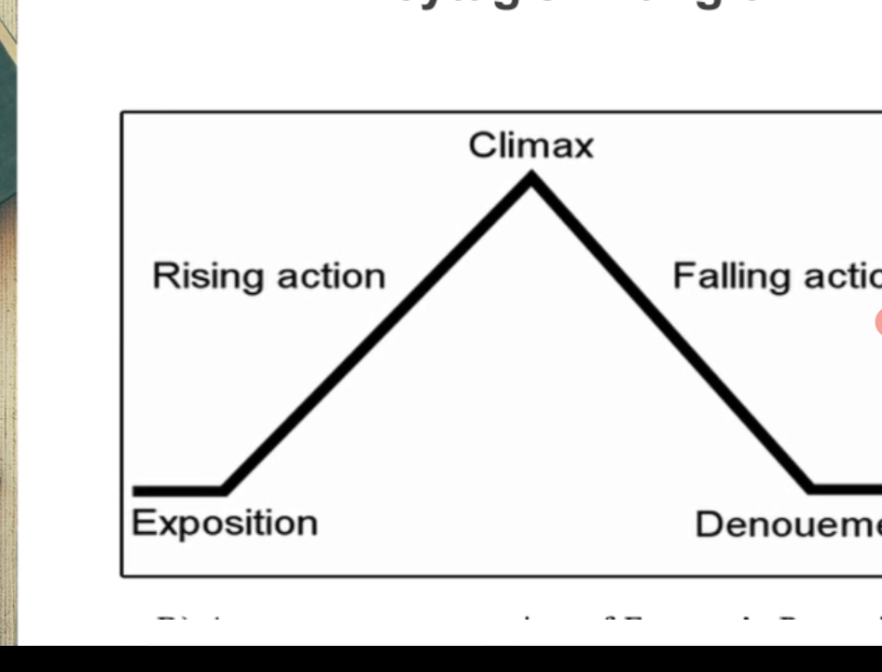Exposition also has another name, that is incentive moments. In this phase, the story is just told, like introduced to the reader. For example, there are 4 best friends, and the introduction of the story is about the best friends doing their normal activities as usual. So that kind of introduction or the first phase of the story is called exposition or incentive moments.